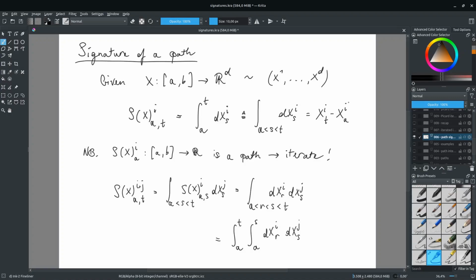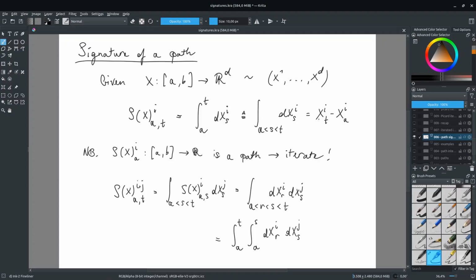Now, given a path, let's say here in d dimensions, I can compute some specific integrals. These will form what we will call the signature. For example, the first term, with index i from a to t, is simply the integral of the ith component of x with respect to t from a to t. I can also note this down this way, instead of having the bounds of the integral as this. It's more useful for later.